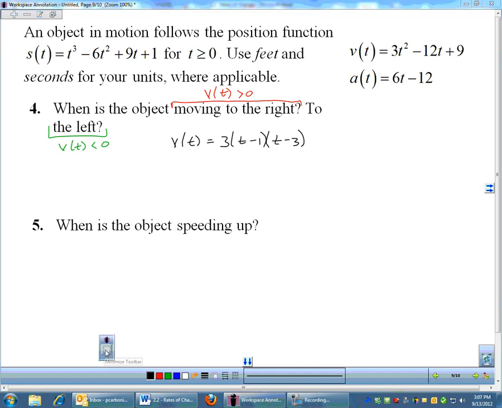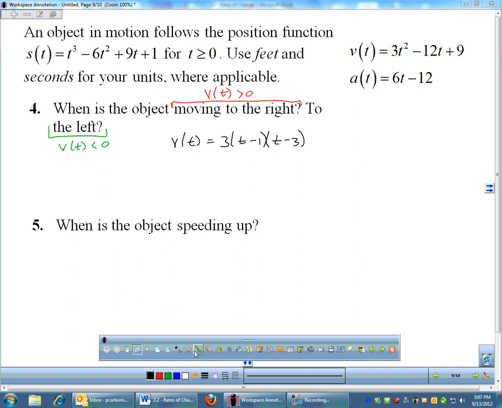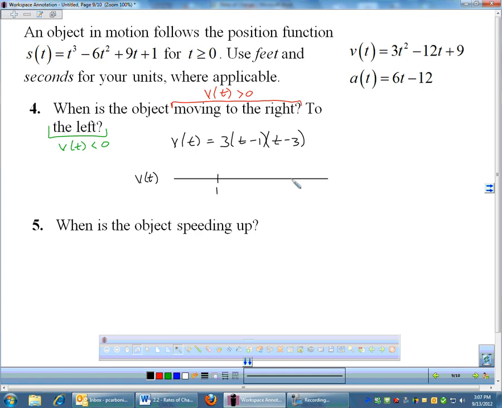The way we're going to solve these problems is, I'm stumbling all over myself. I like to set up a number line. And this number line represents my velocity. And on this number line, I'm first going to plot my zeros. t is 1, and t is 3. My velocity is 0. So I'm going to put zeros above 1 and 3 to represent a 0 velocity at those times.